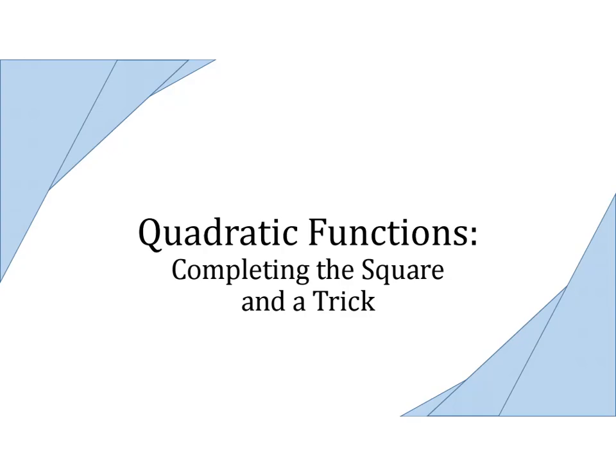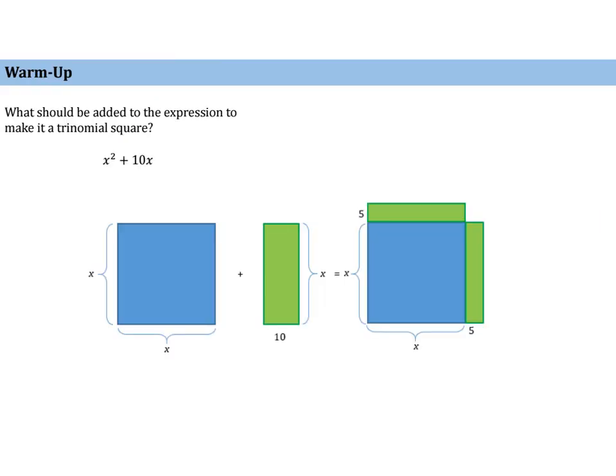Now we've already seen how to deal with a quadratic function that has been written in vertex form. But what happens if our quadratic function is not in vertex form? Well, we can complete the square, or there's an optional trick. So let's recall what it means to complete the square.